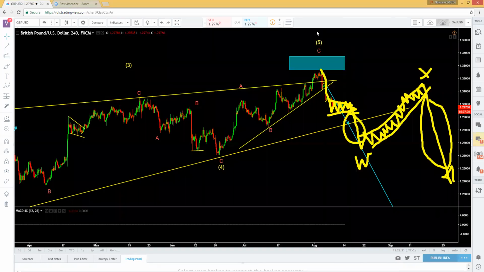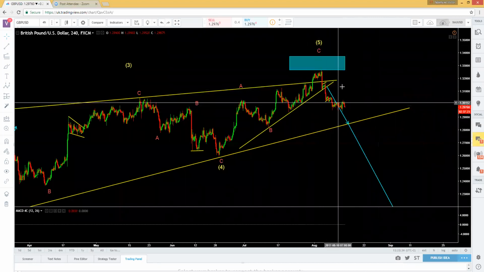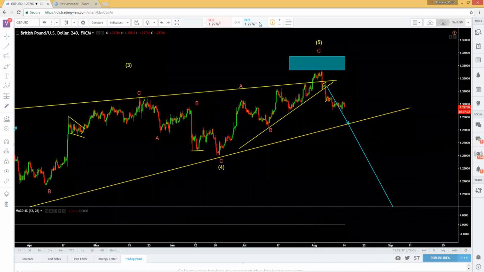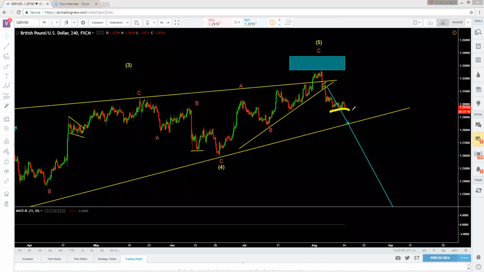Okay, so this is a 4-hour chart. You can wait for this structure to complete here. It is still under formation at the moment. It's not yet completed, but we are short from the blue box here. So we just let it run, and then maybe we'll take profits after we start getting that deeper pullback. Okay, so that's pound US dollar.